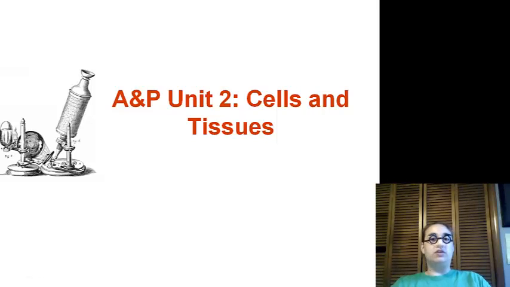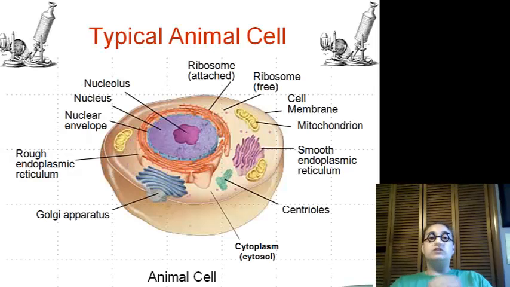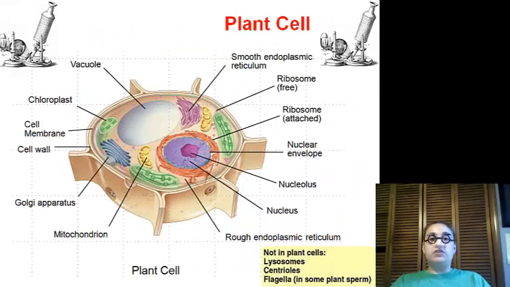So today we're going to be talking about Unit 2, which is going to be cells and tissues. So we're going to look at cell structure. Now this should be reviewed, so you should know some of these. So, talking about a typical animal cell, going to be round, or at least not a certain shape, versus our plant cell. Our plant cell has a cell wall, so it's going to have a rigid shape.